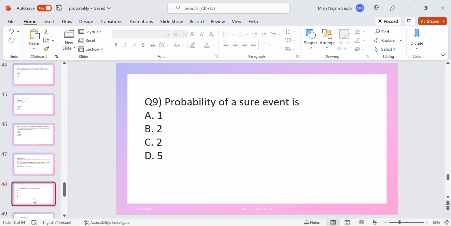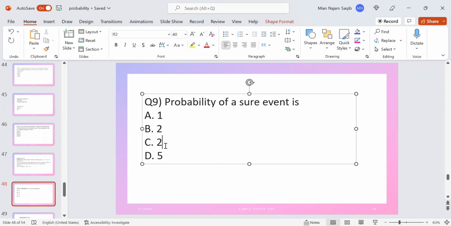Question number 9. The probability of a sure event is either 1, 2, option C is 3, and option D is 5. A. Yes, this is 9A.